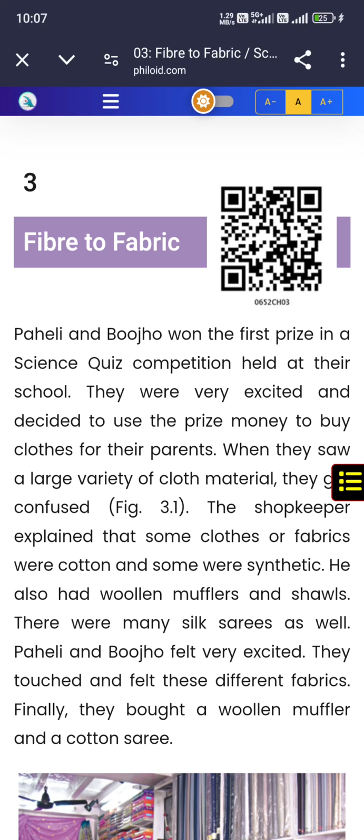This is chapter 3 of NCERT, class 6. It's called Fiber to Fabric. They are talking about Paheli and Bujo, who won the first prize in a science quiz competition held at their school. They were very excited and decided to use the prize money to buy clothes for their parents.